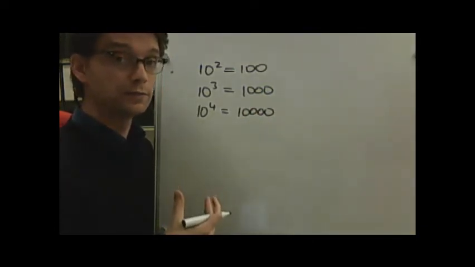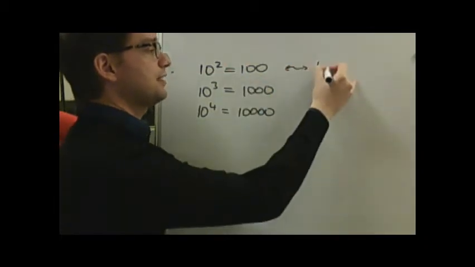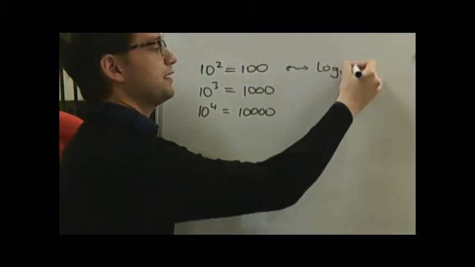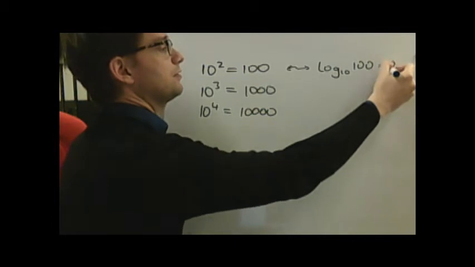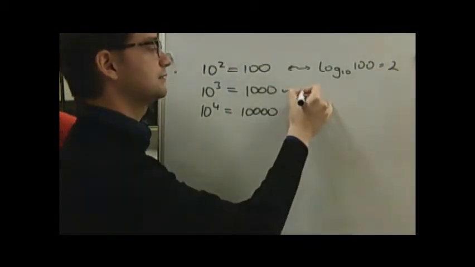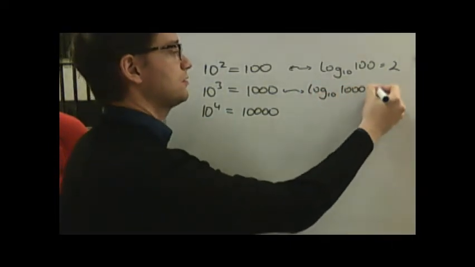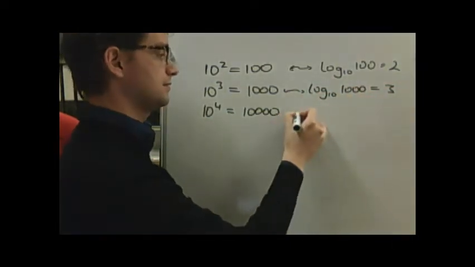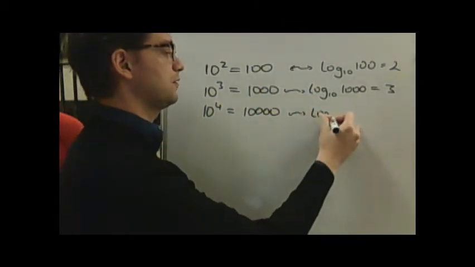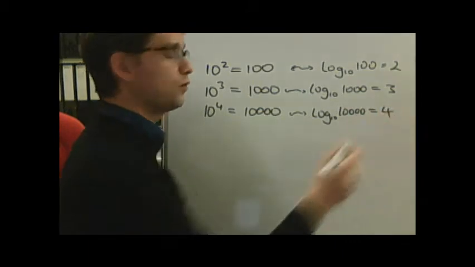Logarithms allow us to rewrite this relationship as log to the base 10 of 100 equals 2, and log to the base 10 of 1,000 equals 3. And lastly, log to the base 10 of 10,000 equals 4.